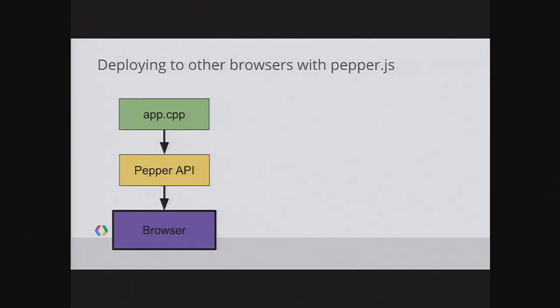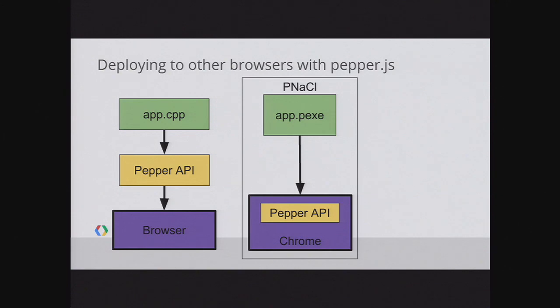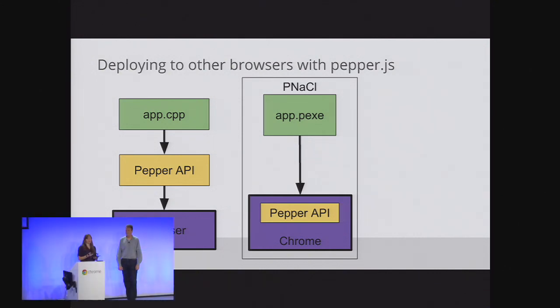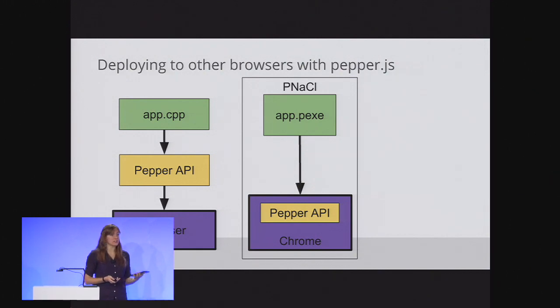Now, if you're developing for native, this is kind of what your application structure would look like. You have your C++ file. It targets the Pepper API to get access to all of those native capabilities, which then talks to the browser and gives you the right link up. If you're making a Pinnacle application, you'd compile your C++ file to a portable executable, what we call a PEXI, and that talks to the Pepper API, which is included in Chrome.